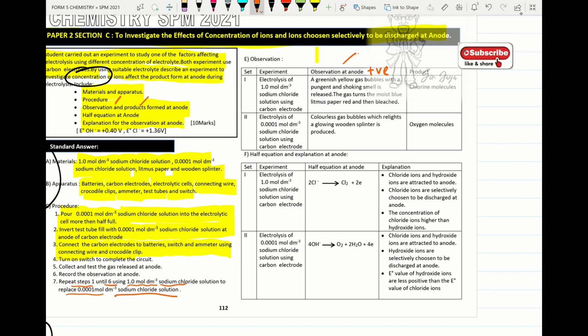So we need to describe the test here. Greenish yellow gas bubbles with pungent and choking smell is released. This gas turns moist blue litmus paper to red and then bleaches it. Make sure to put bleach. So chlorine molecule is the product formed at the anode. Next, the cathode. The product will be oxygen molecule. Observation at the anode must come with the test also. So colorless gas bubbles which relight a glowing wooden splinter are released.